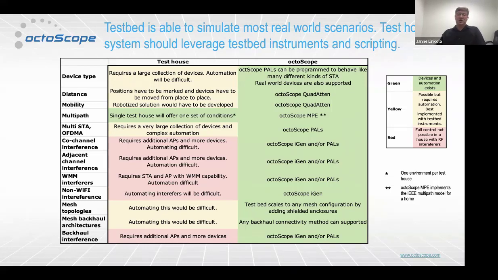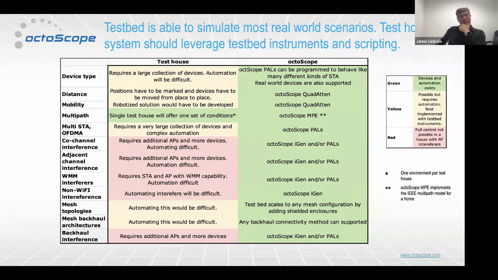So essentially what we're saying is a lot of different kinds of testing is possible in a test house, but it very quickly becomes complicated to execute. Not going to go through all of it, but let me give you a couple of examples. Let's look at the top two rows there, right?